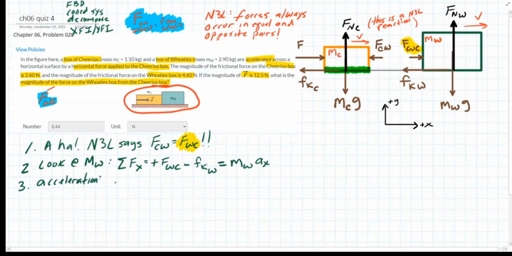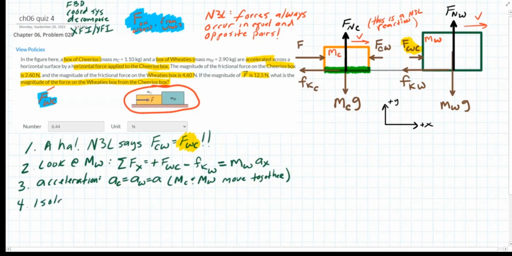Whatever the acceleration is on the Cheerios, A subscript C, that's going to be the same as the acceleration acting on the Wheaties. And so let's just call that A, because the Cheerios box and Wheaties box move together, because they're just right next to each other. And if you push on them, they're going to remain right next to each other. So that's an important statement. All right. Let's number 4 then. What do I do?